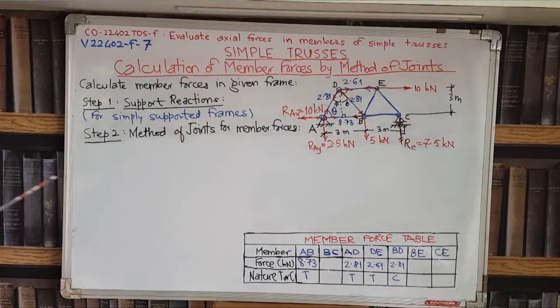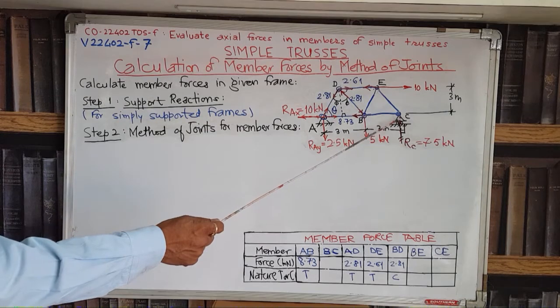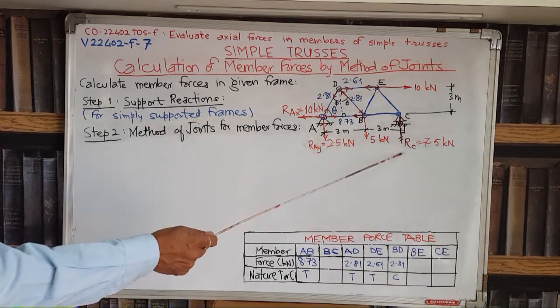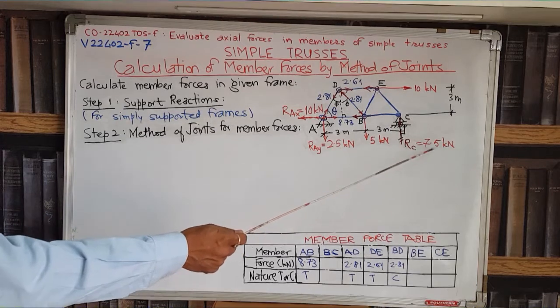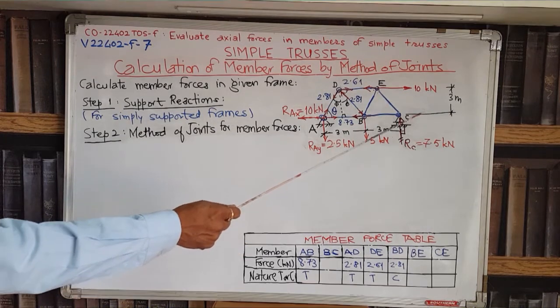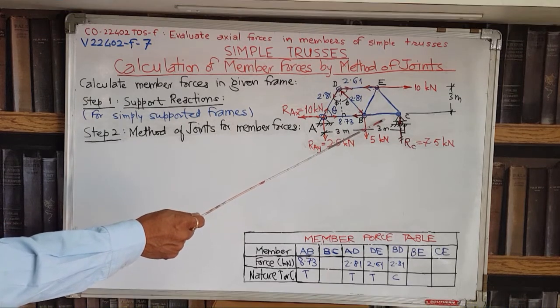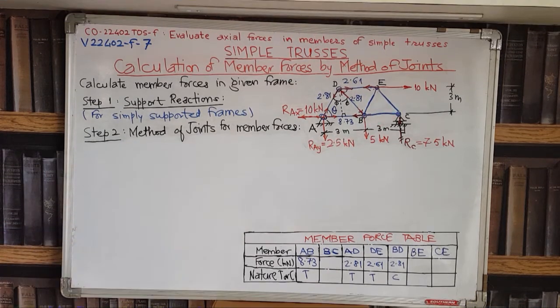Our condition is that the joint should have a maximum of two unknown forces. If you look at C, there is one force CB, another force CE. The third force is a known force, the reaction RC, 7.5 kilonewton. Only three forces are there. So at C there are only two unknown forces, so we can take joint C for the study.